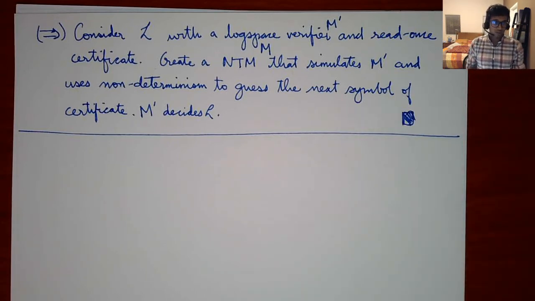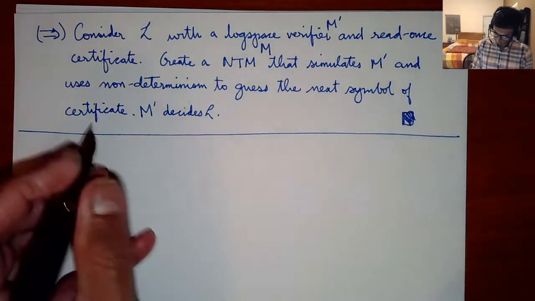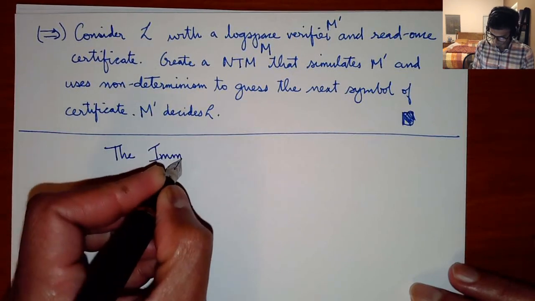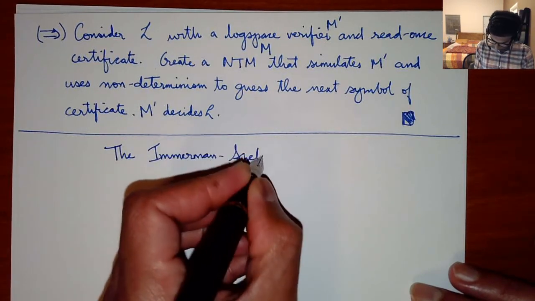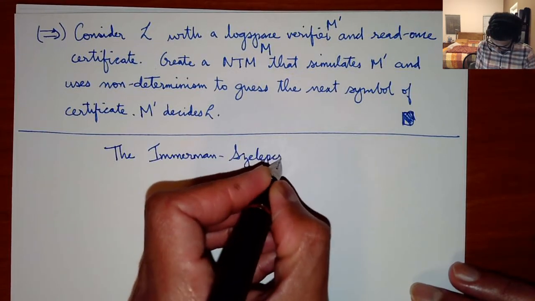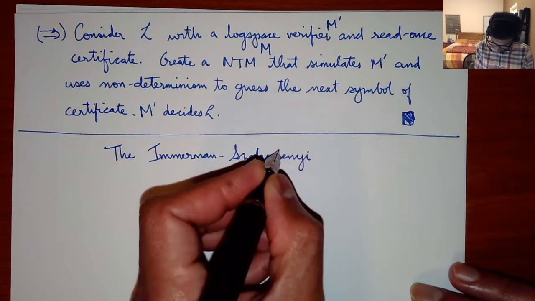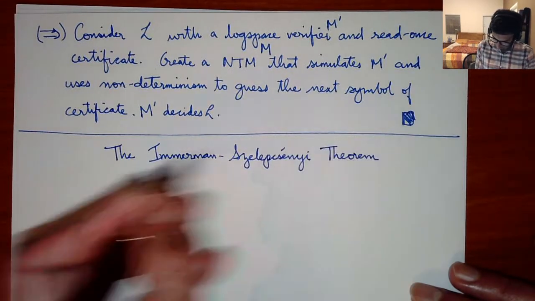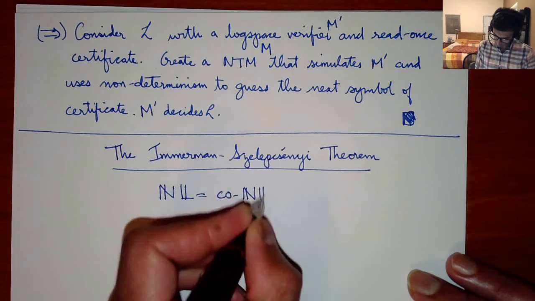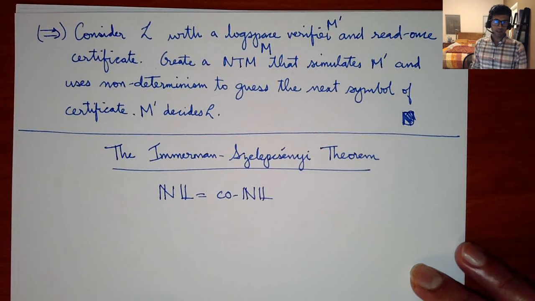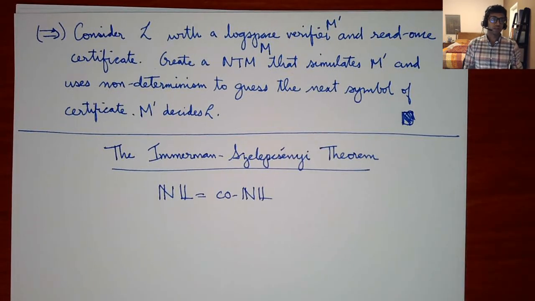So now that we've understood NL from multiple perspectives, we know that path is NL complete, and we know how to characterize NL in terms of certificates. We are now ready to prove our big theorem, which is the Immerman-Szelepcsenyi theorem. And this proves that NL is equal to co-NL.